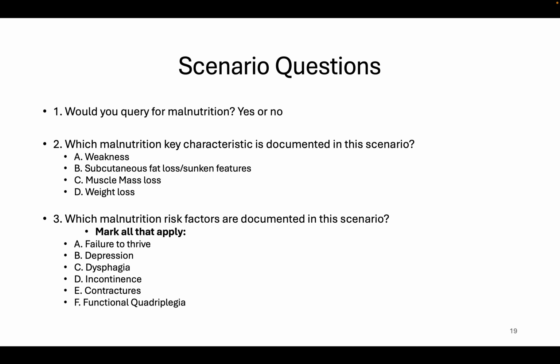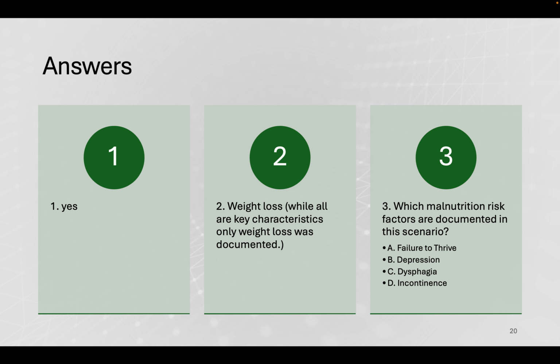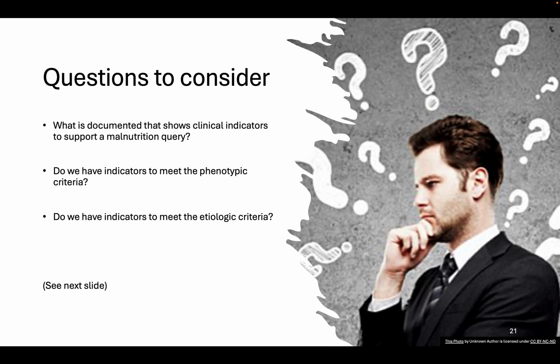And number 3, which malnutrition risk factors are documented in this scenario? I said mark all that apply. We have A, failure to thrive, depression, dysphagia, and incontinence. Those were the ones that were mentioned in our scenario. So A, B, C, and D. And here's the answers in case you're just printing it off so you can see them.